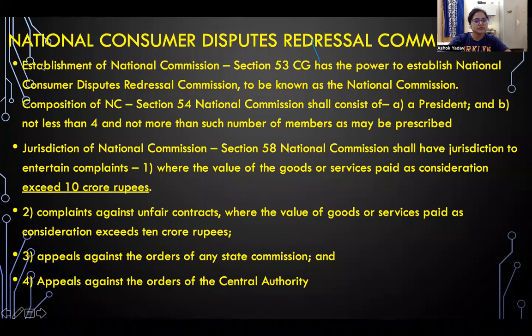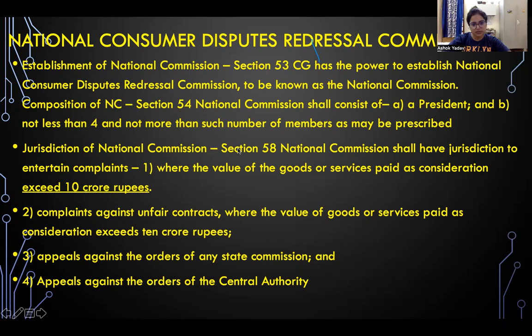Yeah. Section 53 is talking about the establishment of the National Commission. It is saying the Central Government has the power to establish the National Consumer Disputes Redressal Commission, which will be known as the National Commission. And the composition of the National Commission is in Section 54, which says it shall consist of a president and not less than 4 and not more than such number of members as may be prescribed.